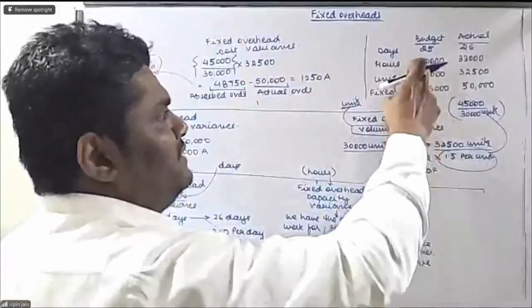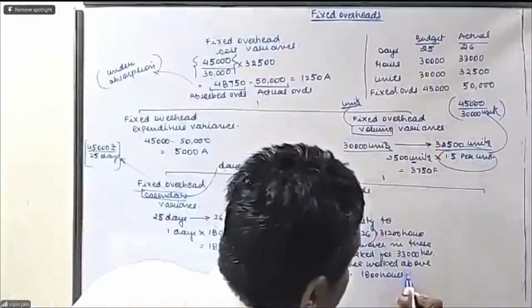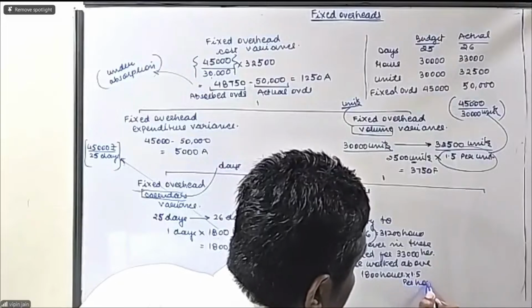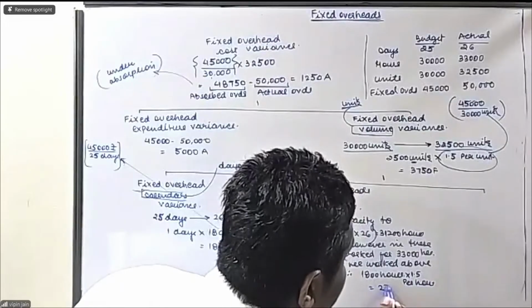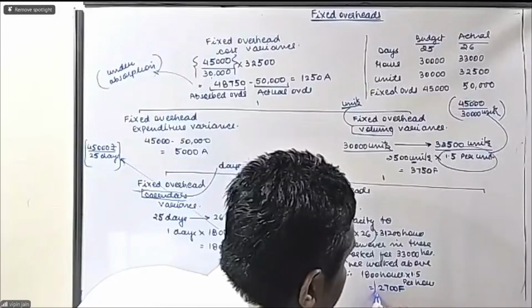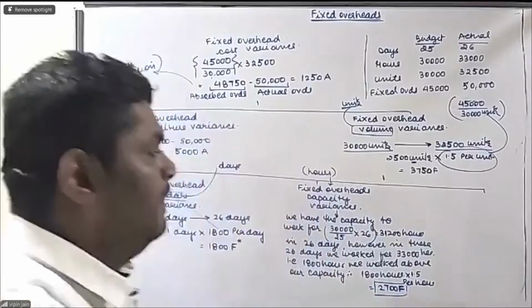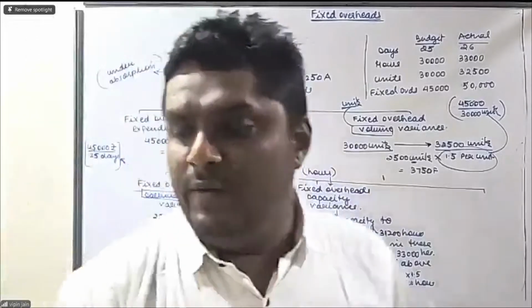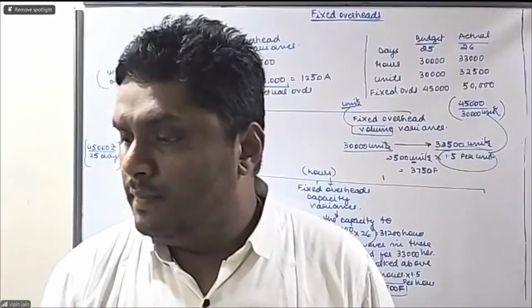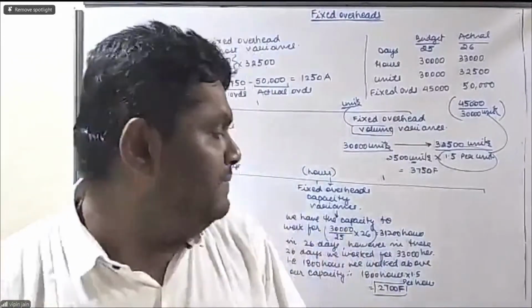So 45,000 divided by 30,000 hours, so it will be 1.5 per hour. So this will be 2,700. Very important, guys. This will be favorable. This variance will be favorable. Again, do pay attention to what I'm saying.